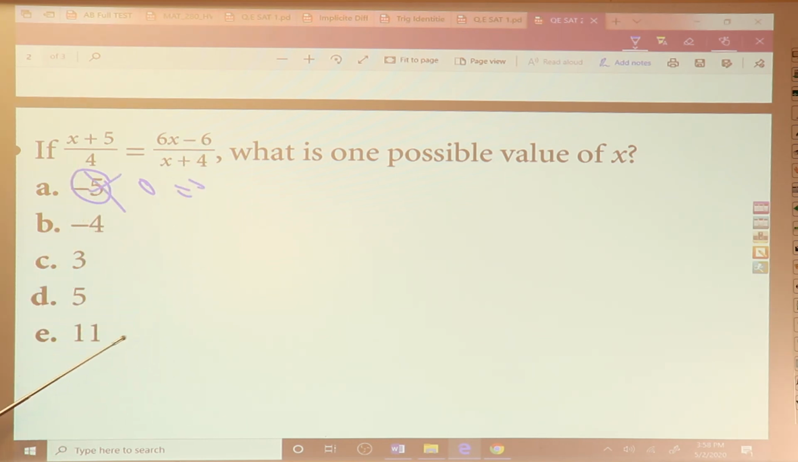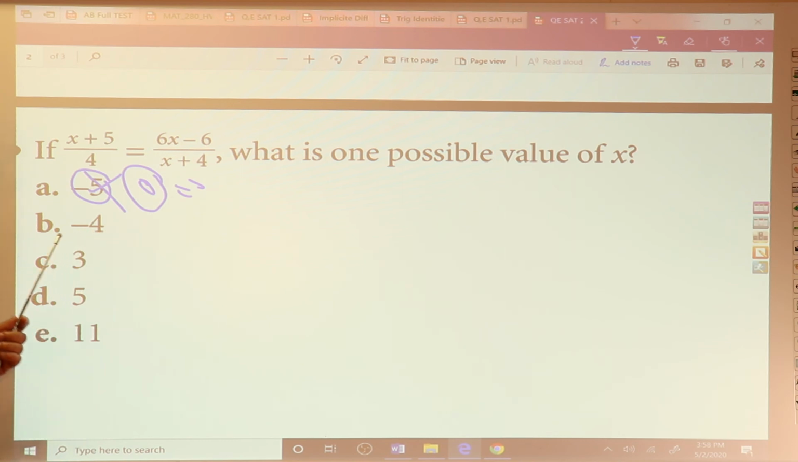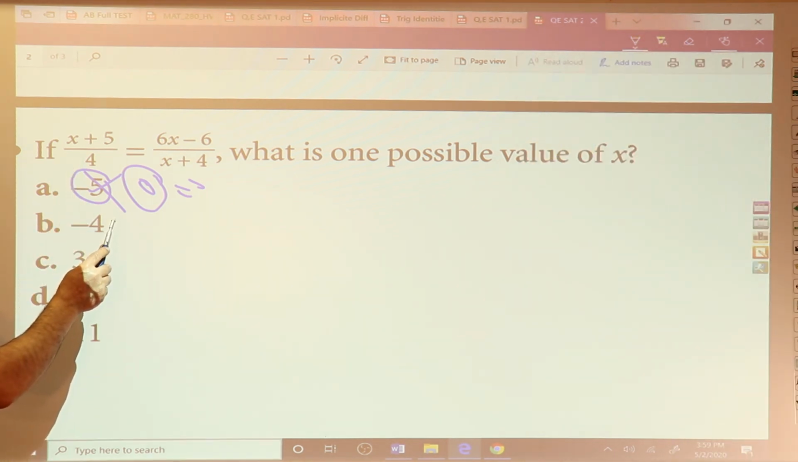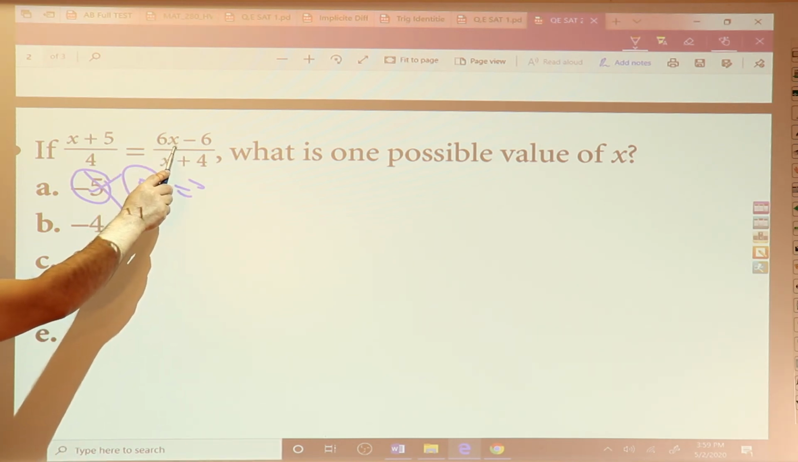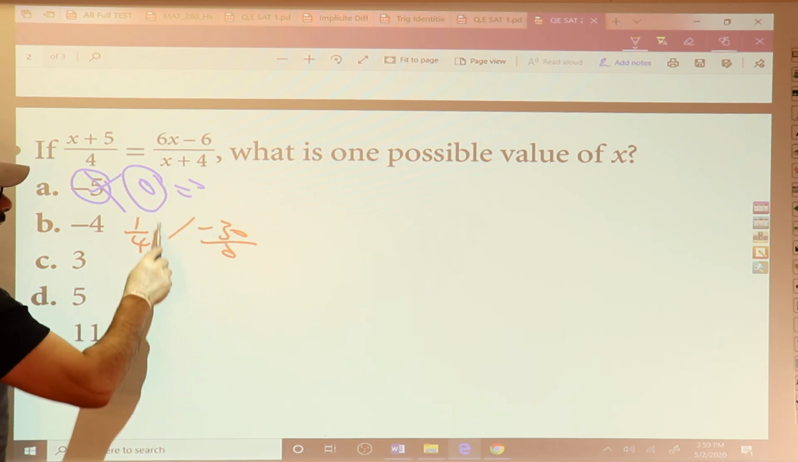6 times negative 5 is negative 30, minus 6 is negative 36. That's the wrong answer, it's impossible. Even though the left side is 0, the right side has to be 0. Go to negative 4. Negative 4 plus 5 is 1, over 4. 6 times negative 4 is negative 24, minus 6 is negative 30, over 0, which is impossible.